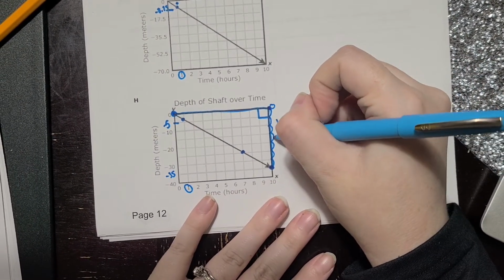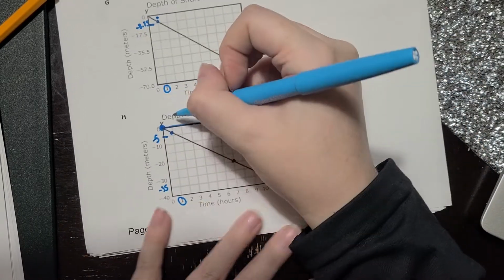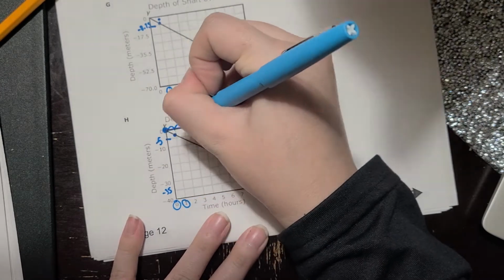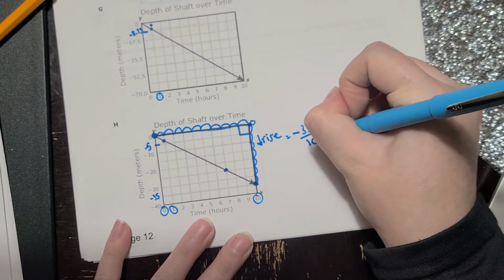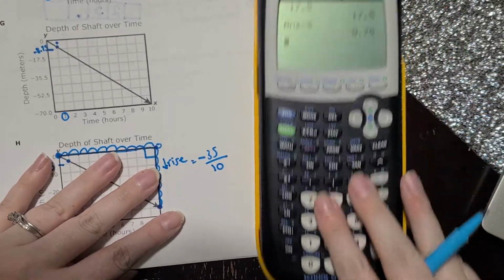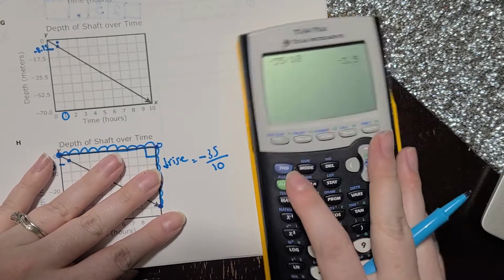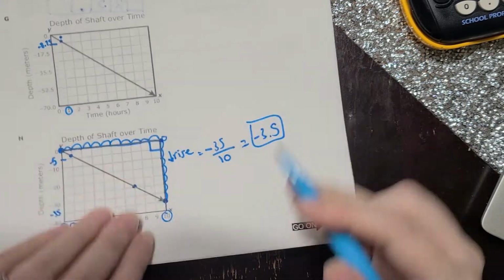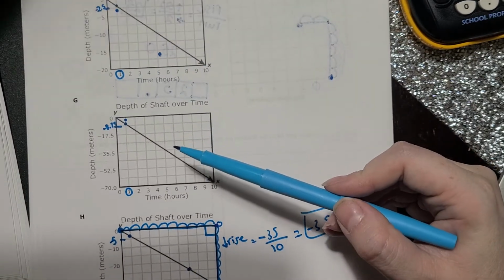All right. 5, 10, 15, 20, 25, 30, 35, negative 35 over, from 0 to 10, and we're just counting by ones. So 1, 2, 3, 4, 5, 6, 7, 8, 9, 10. Yep, we just went over 10. Well, negative 35 over 10, if you check it, gives you negative 3.5.